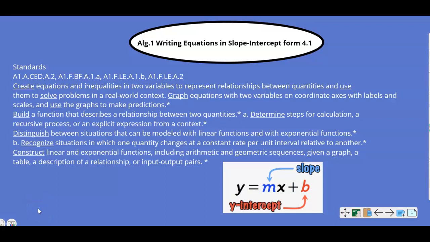Lesson 4.1, Writing Equations in Slope-Intercept Form. All right, so we're going to move through this lesson pretty quickly because you should have studied this last year in 8th grade or whenever you had 8th grade math. So slope-intercept form, just a reminder, y equals mx plus b, where m represents your slope and b represents your y-intercept.